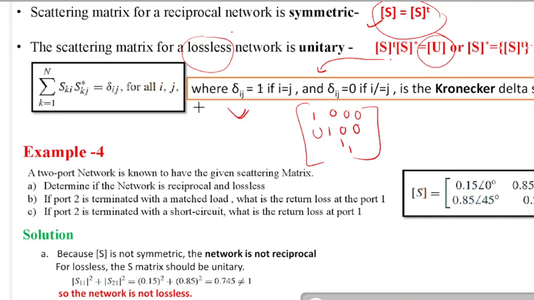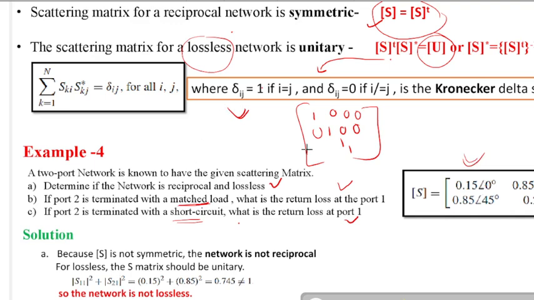So next we'll do another one. Determine whether the network is reciprocal and lossless or not. Then port 2 is terminated with a matched load. What is the return loss at port 1? Port 2 is terminated with a short circuit, and what is the return loss at port 1? So one is a short circuit, one is a matched load. We have to understand that first, and this is the network given. The S parameter is a complex number.